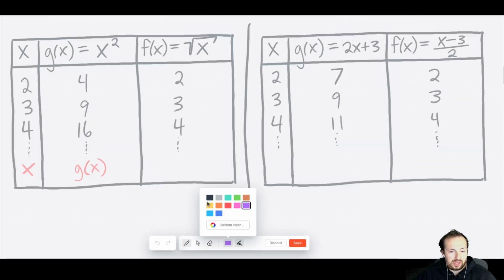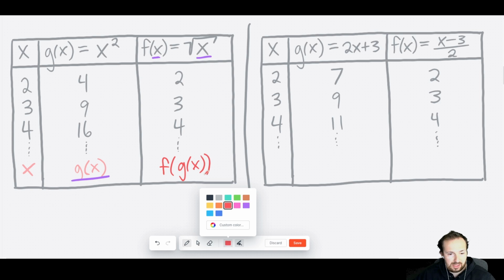But now here's the key. We're going to take that g of x, and then we're going to plug that into the next function. Whatever this number is as an output, we'll take the whole thing and plug it into what we think is the inverse function. And then how would we represent that? Well, in this case, the best way that we could represent it is with f of g of x.